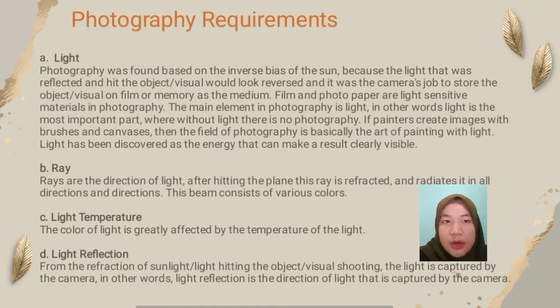Second is ray. Rays are the direction of light. After hitting the plane, this ray is refracted and radiates in all directions. This beam consists of various colors. And the third is light temperature. The color of light is greatly affected by the temperature of the light. And the last is light reflection. From the refraction of sunlight or light hitting the object or visual shooting, the light is captured by the camera. In other words, light reflection is the direction of light that is captured by the camera.